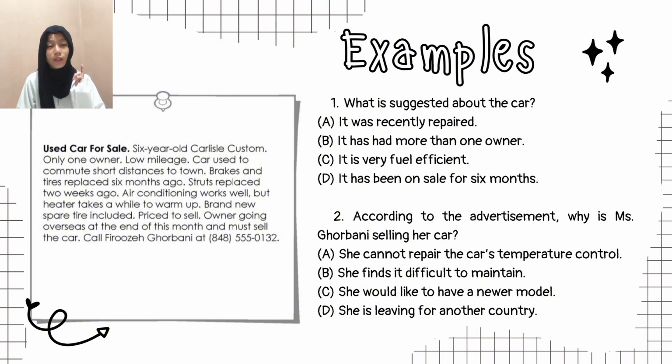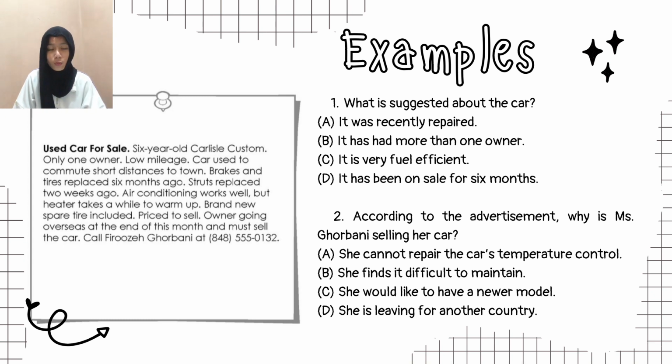And then after you read the text, you immediately keep the question in your mind, and then you read the multiple choices listed. First is A, it was recently repaired. B, it has had more than one owner, which is wrong, because what you have read in the text is that there is only one owner, so answer B is wrong. And then C, it is very fuel efficient.